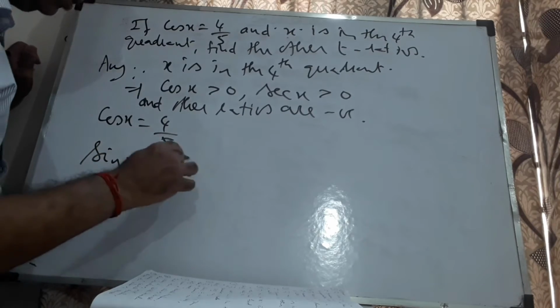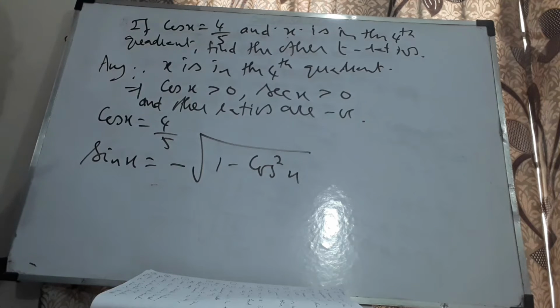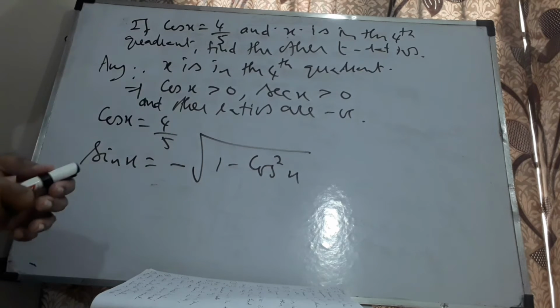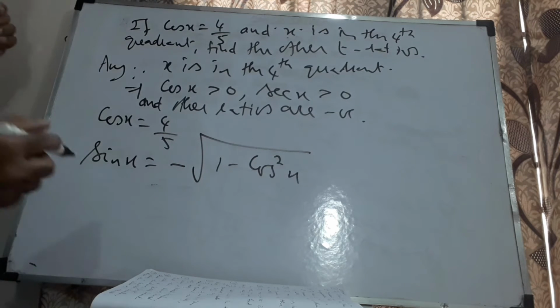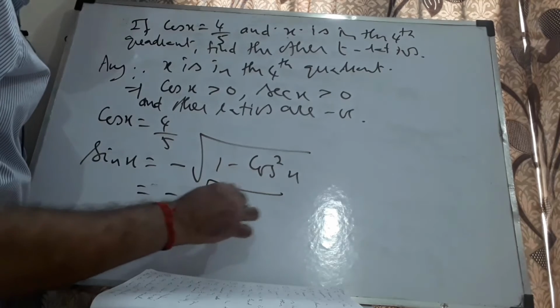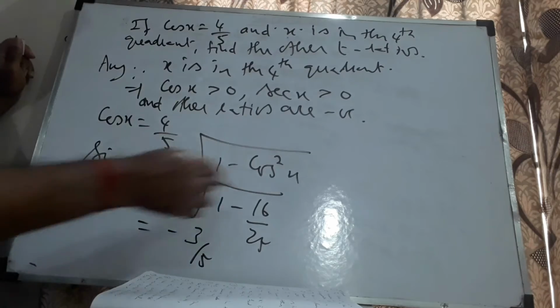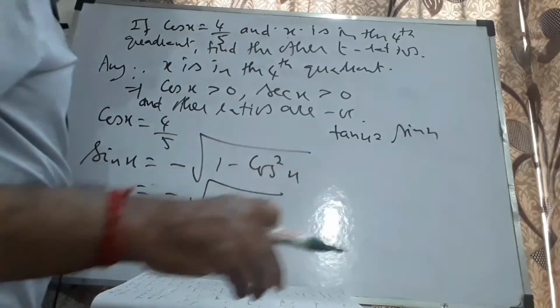Since sin x is negative, I take a negative square root here. Remember carefully, from the rule sin square x plus cos square x equal to 1, I'll try to bring sin x in terms of cos x or cos x in terms of sin x. Accordingly, I'll take sin x as negative square root if it is negative in that particular quadrant, and positive square root if it is positive in that quadrant. Therefore, this is root of 1 minus 16 by 25, which will reduce to minus 3 by 5. Then of course, tan x here will be sin x by cos x.